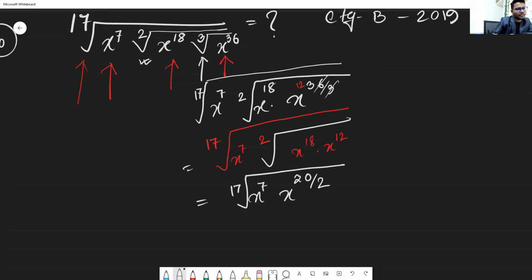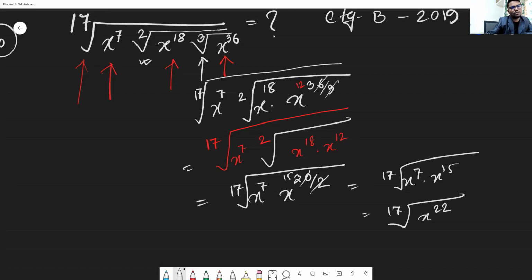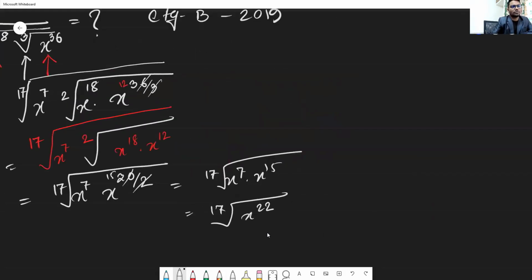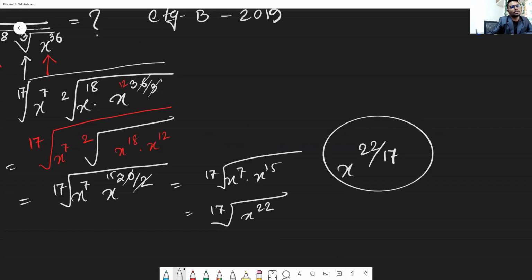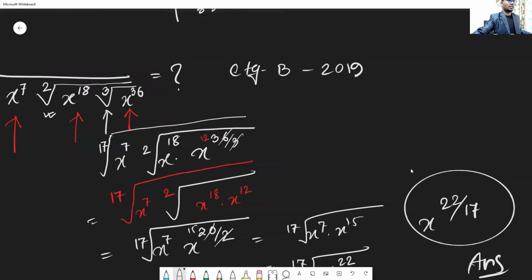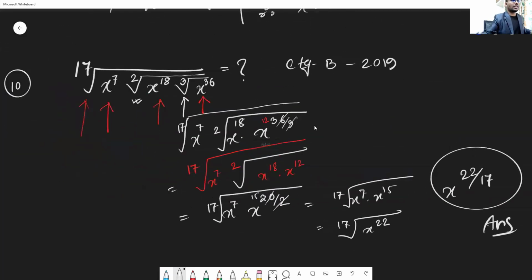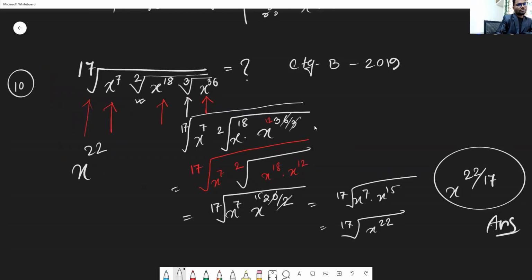Now finally this is 7. If we do the calculation here, there will be 15. So now x to the power 7 multiplied by x to the power 15, then root over 17, and then x to the power 22. So now doing the addition, we finally get x to the power 22 divided by 17. So what is the result of this one? The answer is x to the power 22 divided by 17.